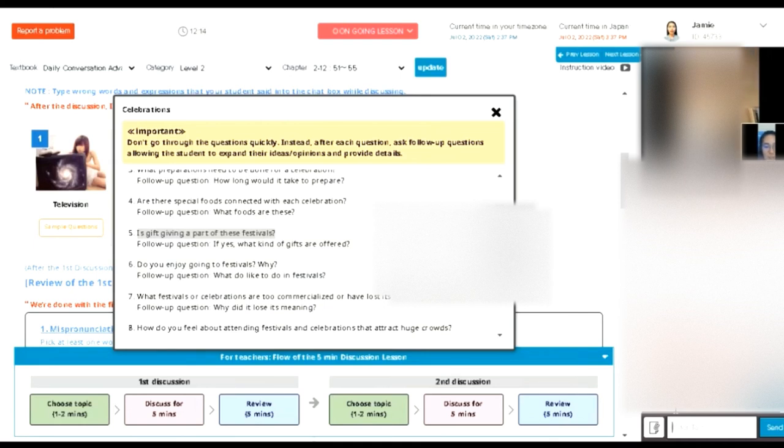Okay, so are there any other kinds of gifts that you accept except for the red envelope? Maybe yes, but I don't have any idea now. Oh, it's just the red envelope. Yes. Ooh, okay, so how about this one?